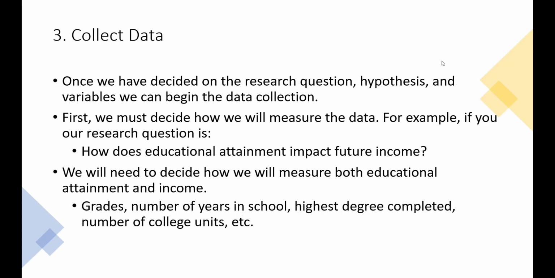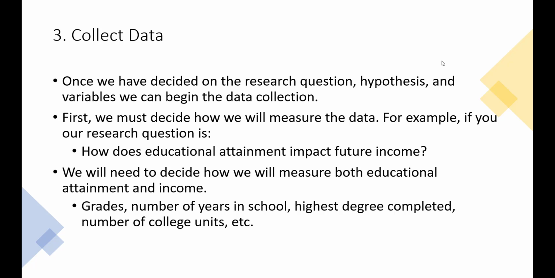Are we going to measure it in terms of your grades, whether you got A's, B's, or C's? We can measure it in terms of GPA. We can measure it in number of years you've been in school. We could also measure it as highest degree completed, whether you got a high school diploma, an associate's degree, a bachelor's degree, master's degree, doctorate. Sure, we can measure it that way. We could also measure it, say, the number of college units you've completed successfully, etc. So we're going to have to pick a way to measure it. Otherwise, it's too vague.